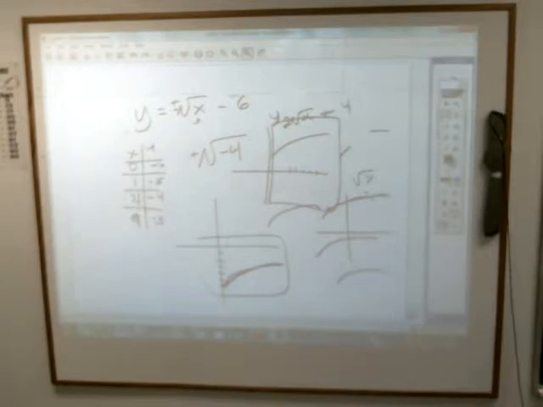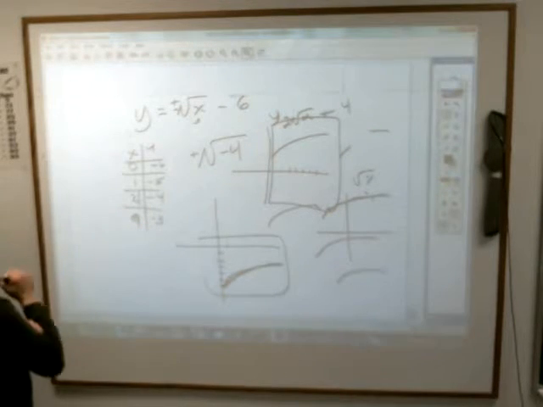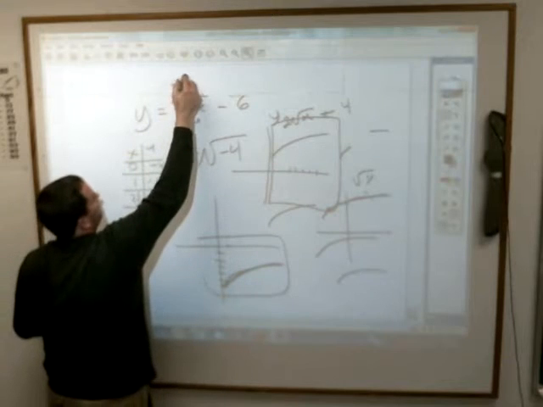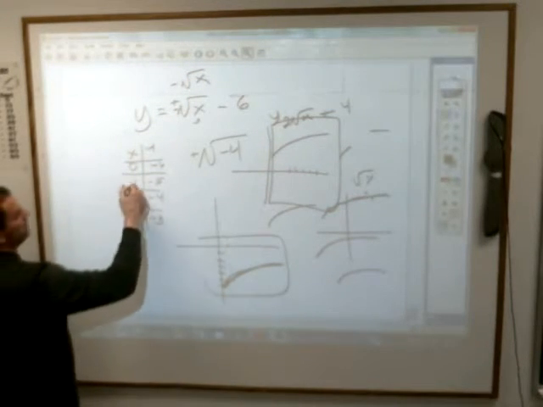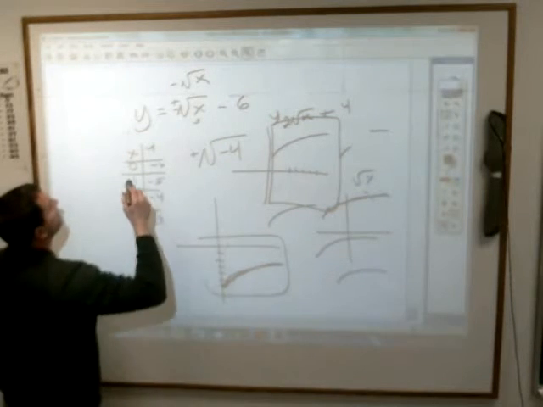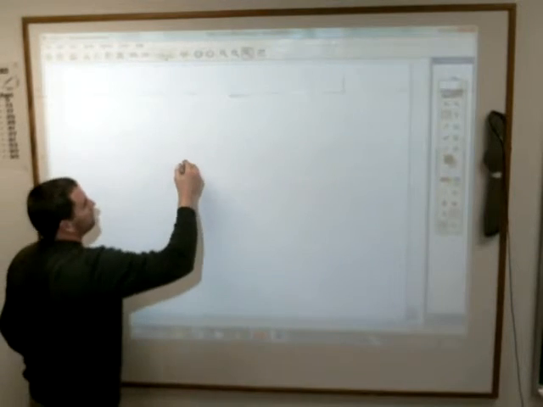Could that be upside down? What if you do a negative? What if I did a negative square root of x? What would happen there? All these would be their positives. You guys are killing me. You're not supposed to ask.